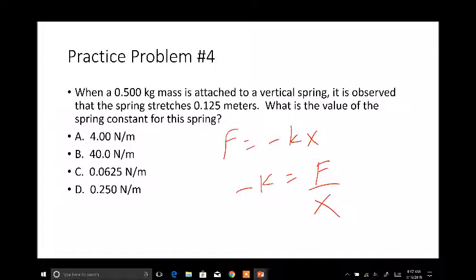The force here is going to be the weight of the object. So it's going to be 0.5 kilograms. We're going to use 10 for the acceleration due to gravity. So 0.5 times 10. So we end up with 5 newtons. Over the displacement, which is 0.125, but it's 0.125 down. So it's going to be negative 0.125 meters. We divide that out, and we end up with 40 newtons per meter. So our answer on practice problem 4 should be B.